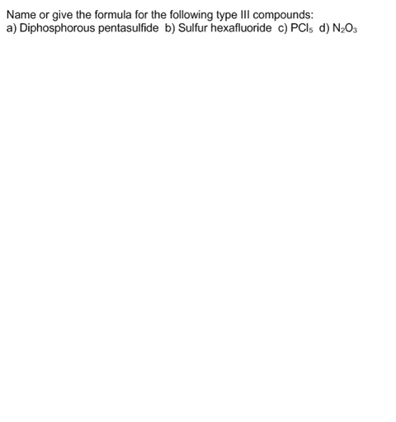Name or give the formula for the following type 3 compounds. So type 3 compounds are molecular compounds or covalent compounds, which are made of two non-metals in this case. So you'll notice in all these examples there are no metals.